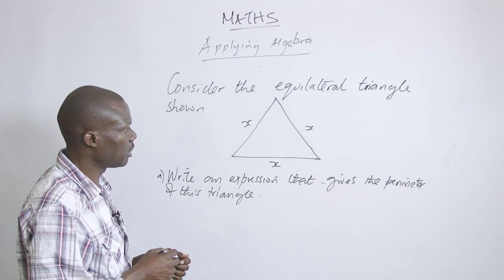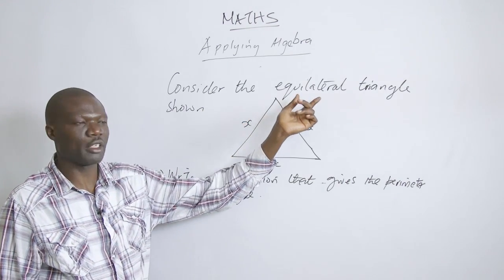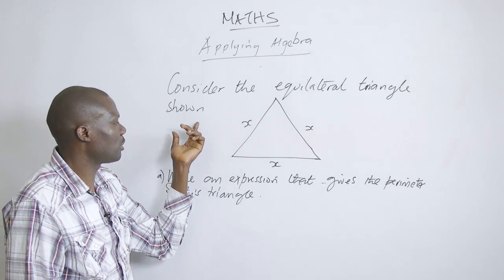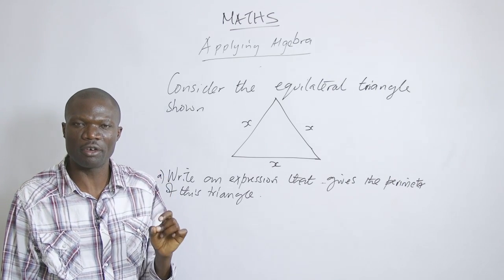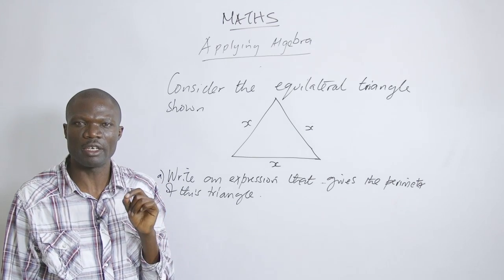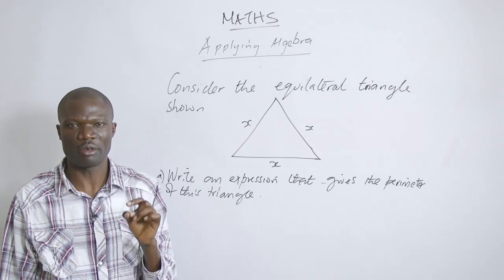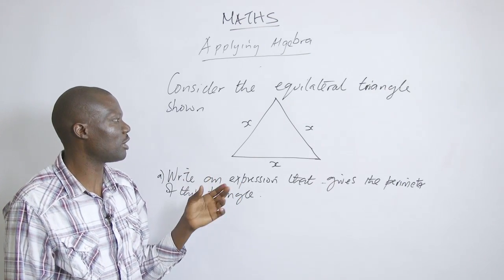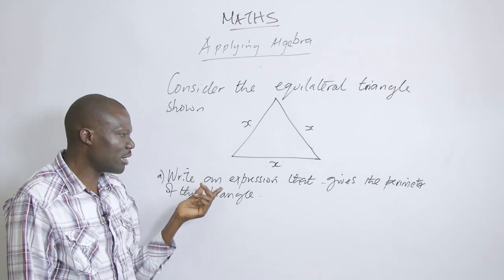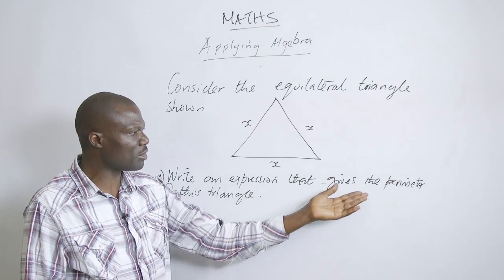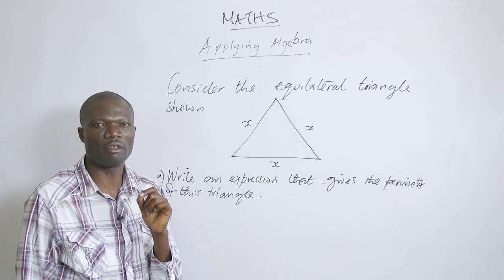Now we want to handle it one by one. The triangle we have is an equilateral triangle. When you talk about an equilateral triangle, it's simply a triangle which has all the sides equal and all the angles equal. So this equilateral triangle measures x by x by x. So first, write an expression that gives the perimeter of this triangle.